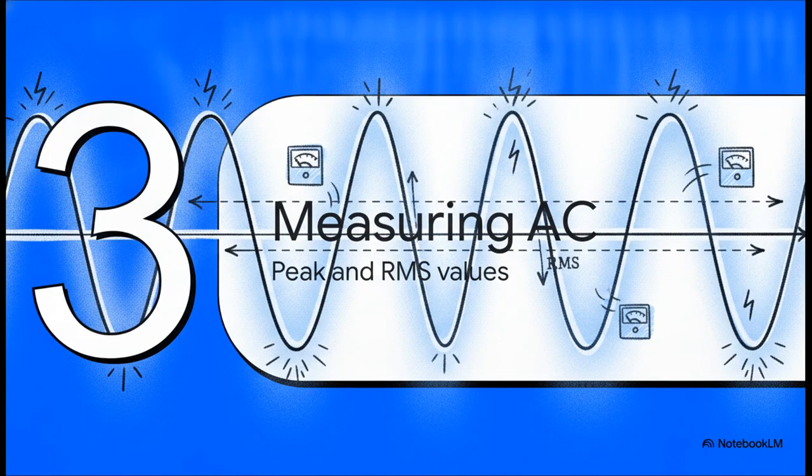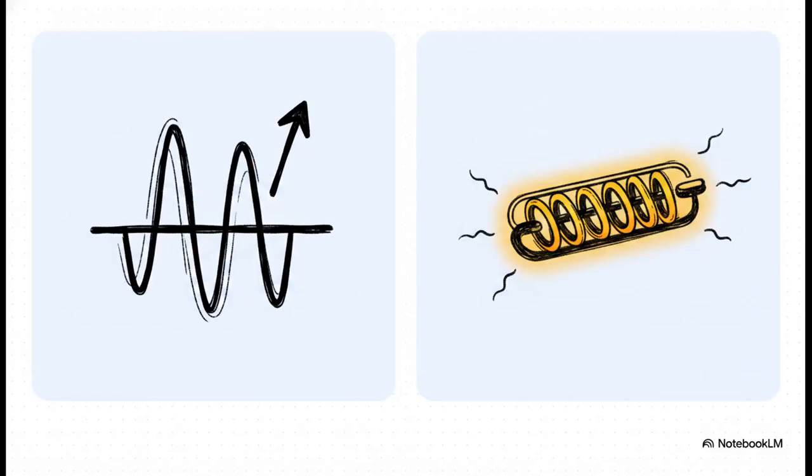Which brings us to Section 3, measuring AC, specifically looking at peak versus RMS. Here's the problem. If the wave is constantly rising to a peak, crashing down to zero, and then going negative, how on earth do we actually measure its usable power? I mean, it's a moving target. Peak value tells us the absolute maximum limit it reaches, sure, but it doesn't tell us how much work it can actually get done over time.